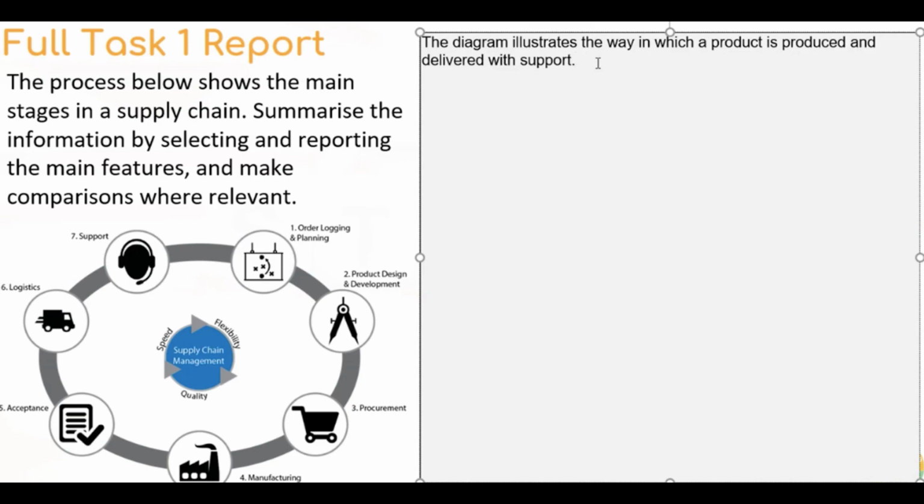So the diagram illustrates the way in which a product is produced and delivered with support. So we now need to move on to our overview. And as you'll probably remember, all our overviews can begin with overall.